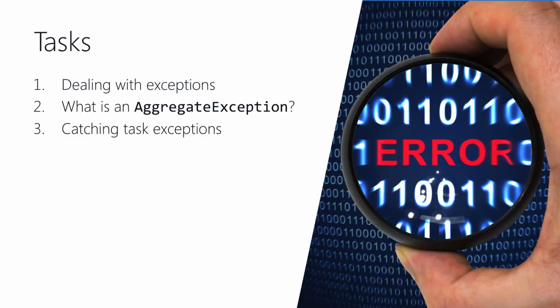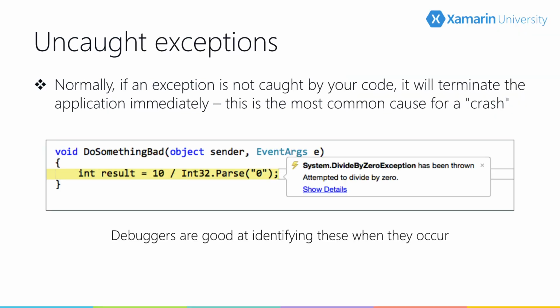And it turns out that the moment we introduce tasks, this becomes a bit tricky. We're going to introduce a type called AggregateException, which is extremely useful in the context of tasks. And we want to see how we can catch exceptions. You're probably aware that if an exception is thrown in your code and you don't catch it, normally the application would be terminated immediately. We all have seen this uncaught exception error.